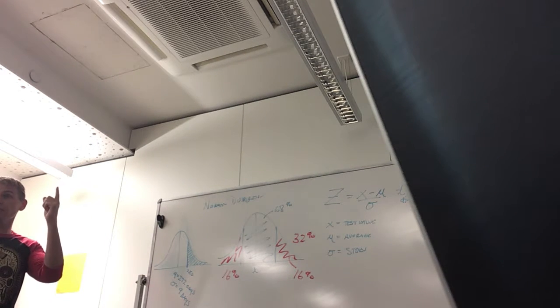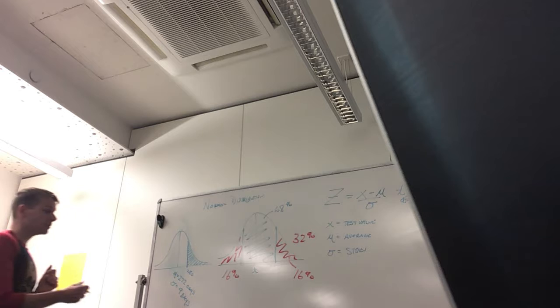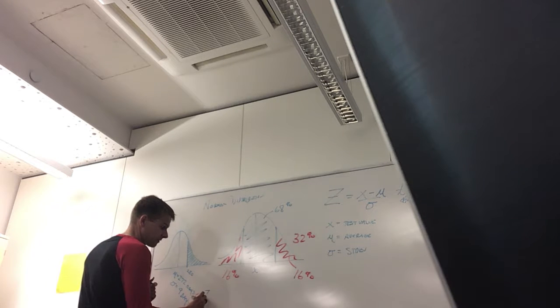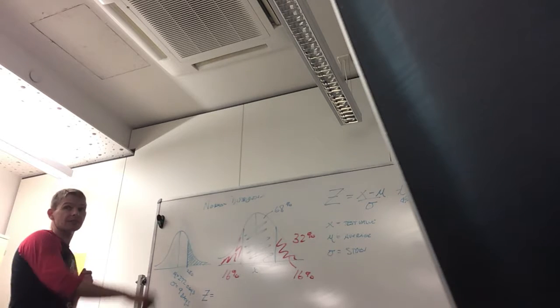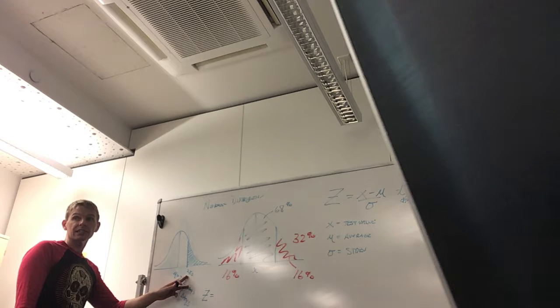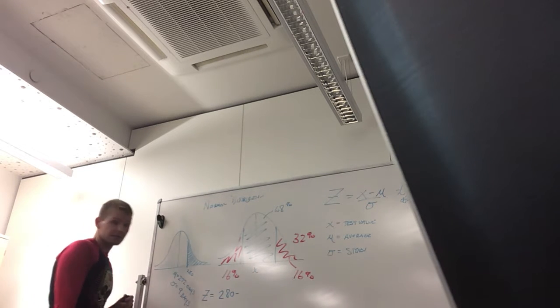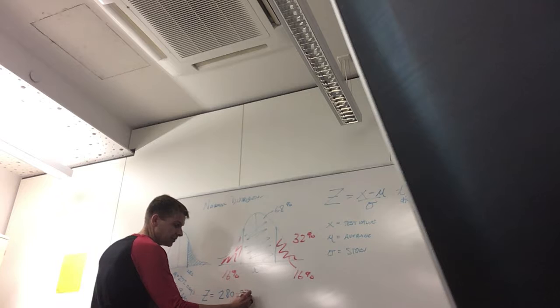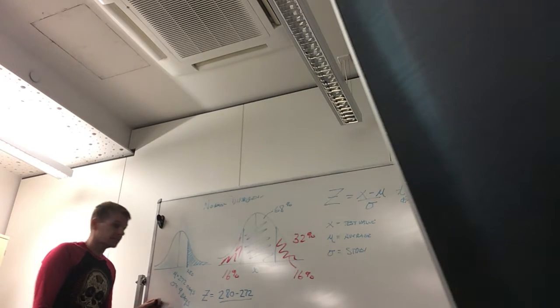So step one, draw the picture. Put everything on the chart. Give yourself a representation. What am I looking for? Okay, step two, now I'm going to go in and use my z-score. Z is equal to x minus mu over sigma. X is the test statistic, the test value is 280, minus 272, our mu, all divided by 9, our standard deviation.